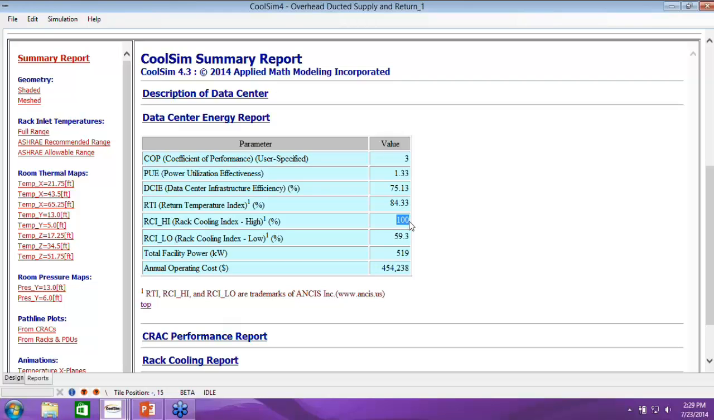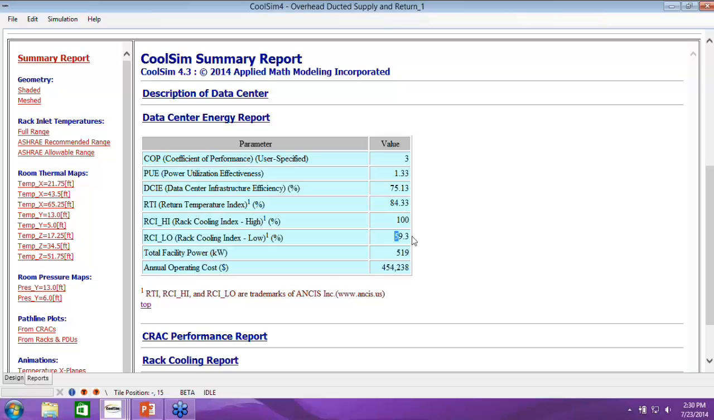It's happy, right? Because you can have too much air and have temperatures really low and RCI high, be 100%. Right, Magnus? Because we're not experiencing any hotspots. Yeah, Paul, maybe we should emphasize here that the goal is to drive both the RTI and the RCI numbers to 100%. Right. 100% is the maximum they can have.